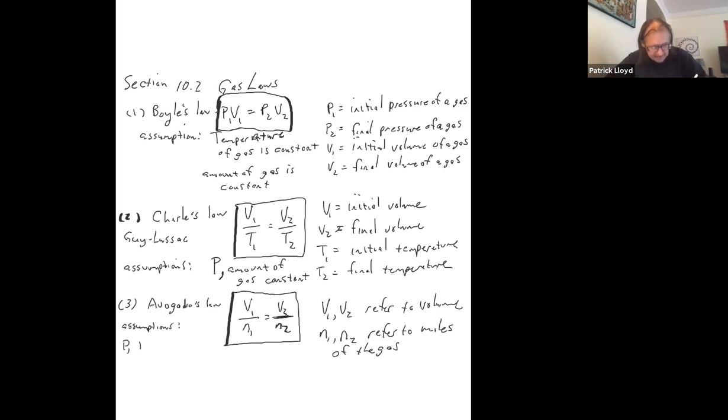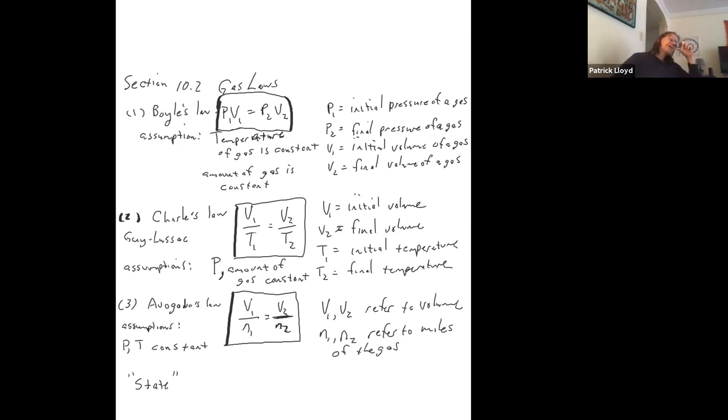P and T are constant. Okay? And what these three laws allow us to do is to predict how a gas will change if we change the conditions of the gas. It is useful to think of the idea of what we call a state.